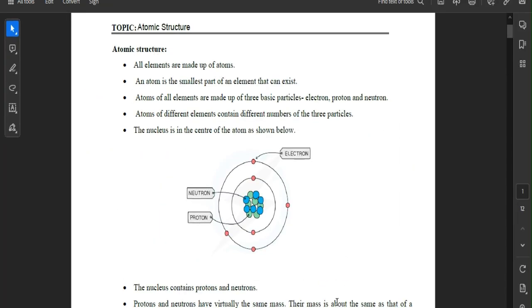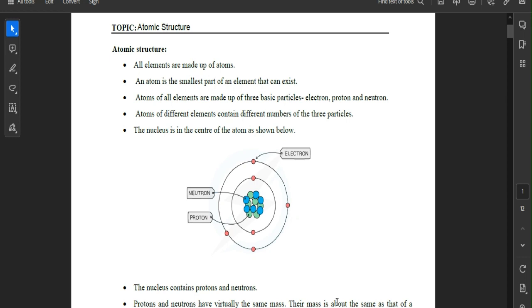So today we'll be looking at IGCSE chemistry. The topic for today is atomic structure. All elements are made up of atoms. An atom is the smallest part of an element that can exist. Atoms of all elements are made up of three basic particles: electron, proton, and neutron. Atoms of different elements contain different numbers of these three particles.